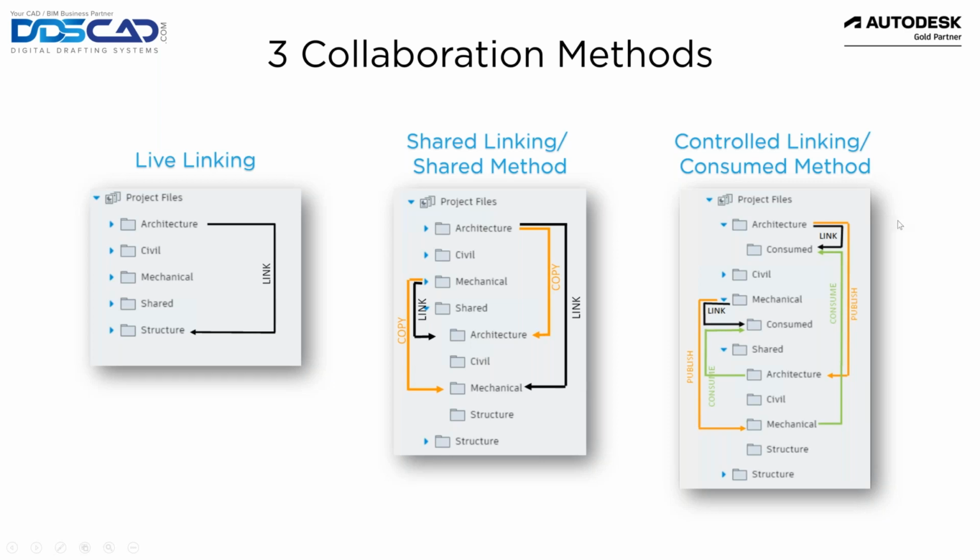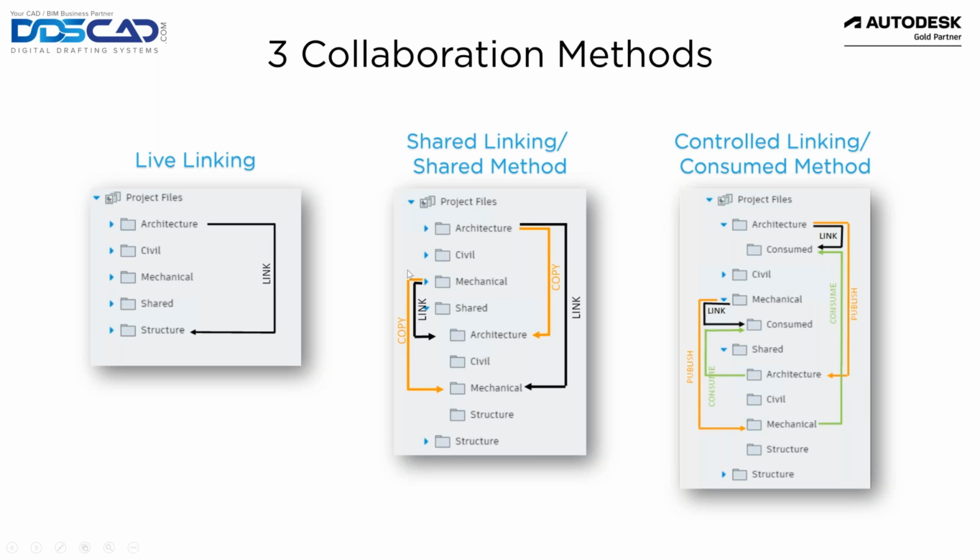And then the final step, to confuse things just a little more, is this controlled linking or consume method, where basically all of what we just talked about happens, but the consumer needs to go in and say, I'm ready to consume those changes. And then, for example, here, if the architect is the consumer, they click, I'm ready to consume. In their own folder, there will be a consume folder, and that's where the mechanical model will be copied from and into. And so you'll be linking from this location.